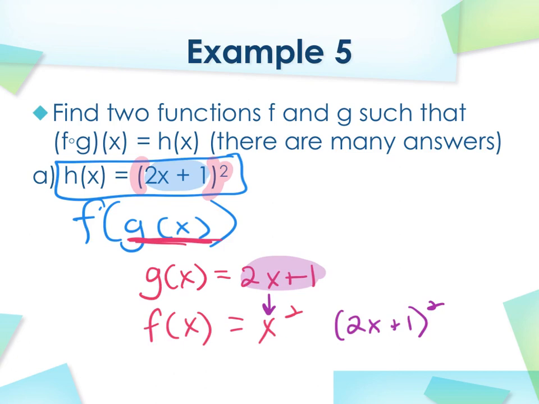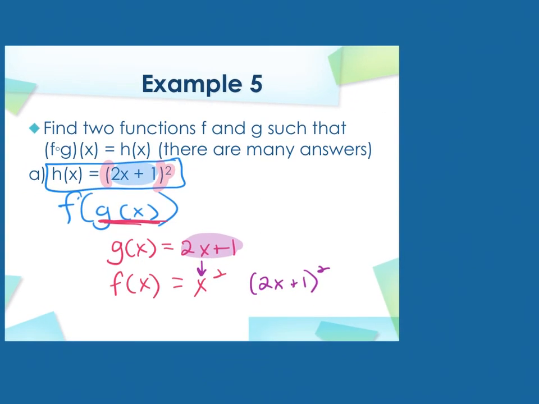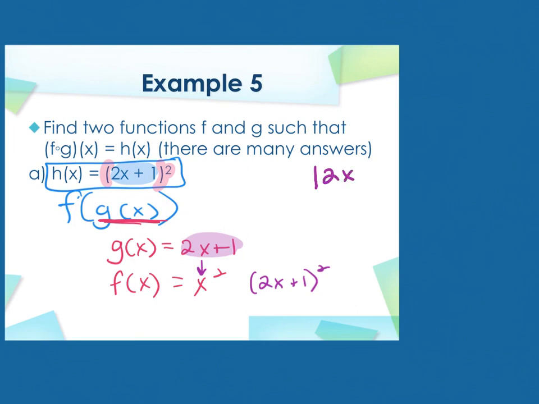How could I take what's inside the parentheses and raise it to a power? It would be the same if I said the absolute value of 2x plus 1. My g of x could still be 2x plus 1, and my f of x would be the absolute value of x. So whatever the grouping symbol is, that's what I usually look to replace, and you take one and plug it into the other.